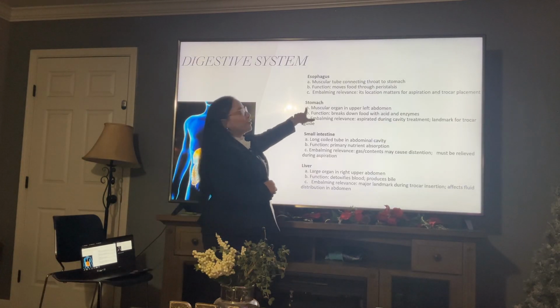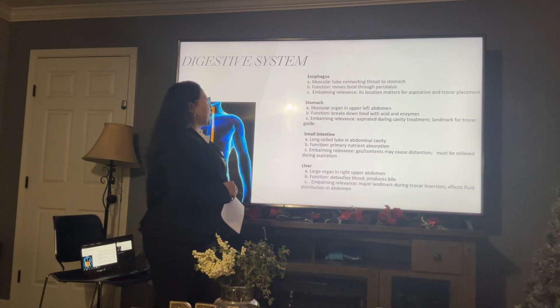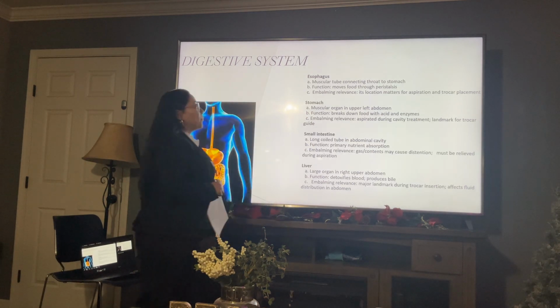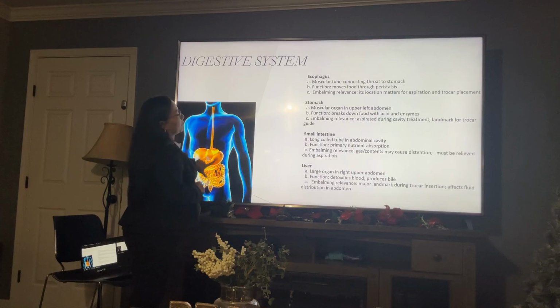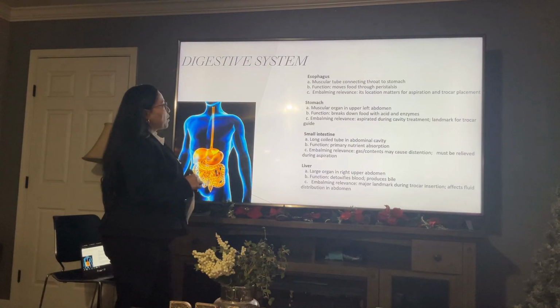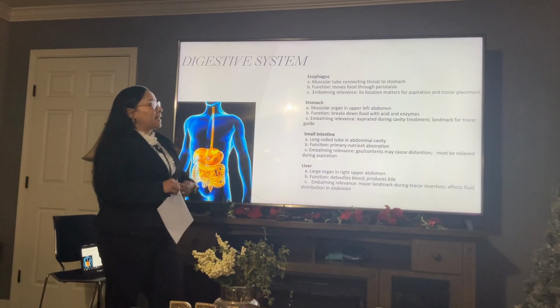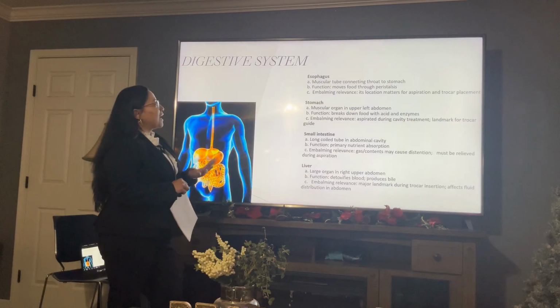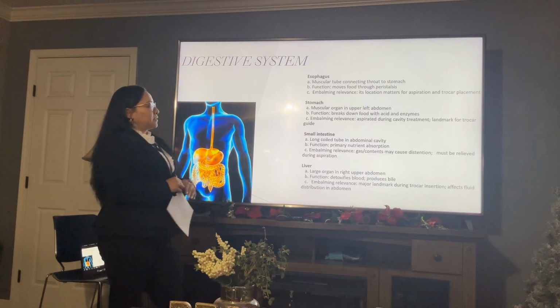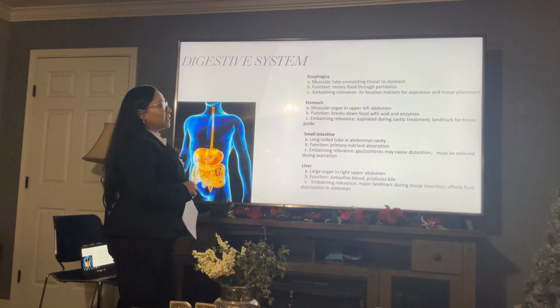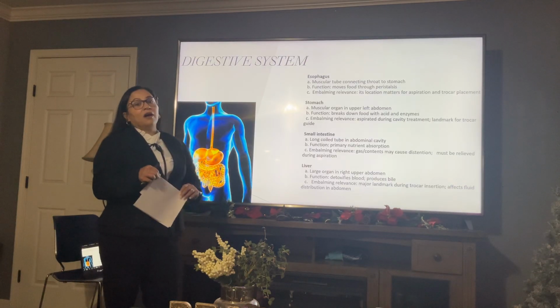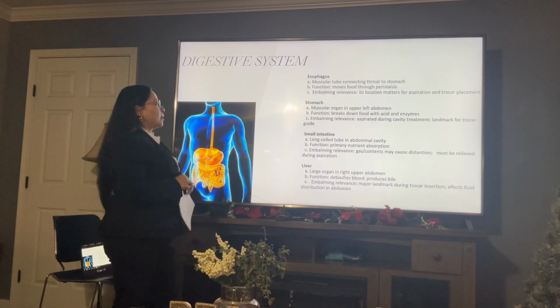The next structure is the stomach, and it's a muscular organ in the upper left abdomen. The function is breaking down food with acid and enzymes. The embalming relevance is that it is aspirated during cavity treatment, a landmark for trocar guidance.